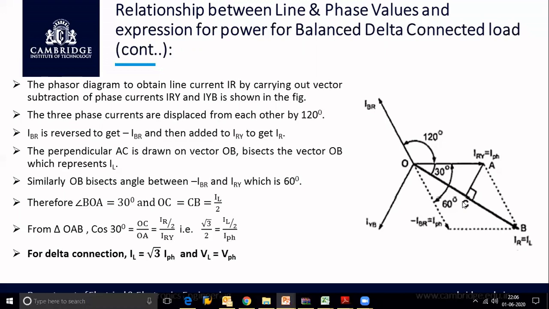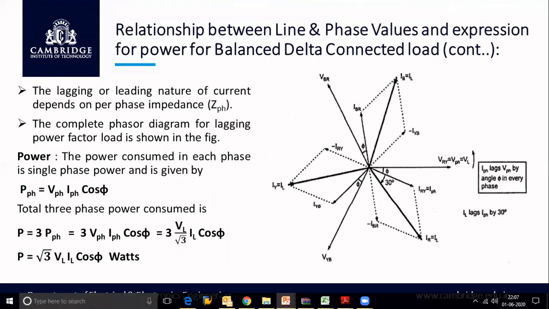OC is nothing but IR by 2, divided by OA, which is IRY. Also we know that cos 30 is root 3 by 2, that is IL by 2 by I phase. So here the denominators 2 get cancelled. Therefore we get the relation for line current and phase current as IL is equal to root 3 I phase in case of delta connection. So we can conclude that IL is equal to root 3 I phase and VL is equal to V phase. These are the relationships between line and phase values in delta connection.